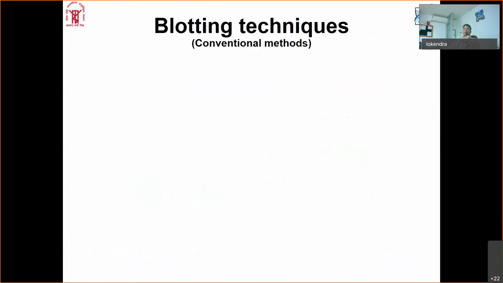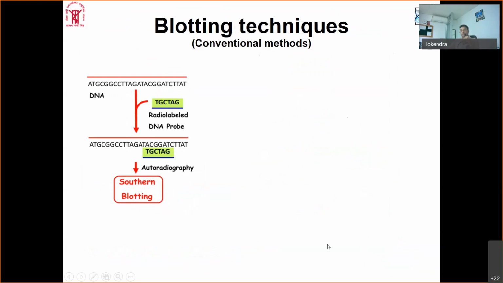So coming on to the blotting technique. In blotting, either DNA or RNA is transferred to a solid support or matrix, generally we call it a membrane, and then a complementary sequence can be used as a radio label. In real-time PCR or quantitative PCR, we were designing a probe which was complementary to the RNA or cDNA. In southern blotting, initially, people used radio-labeled DNA probes. These are radio-labeled small fragments of DNA which are complementary to the target DNA.